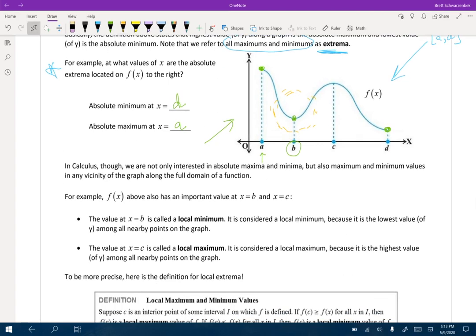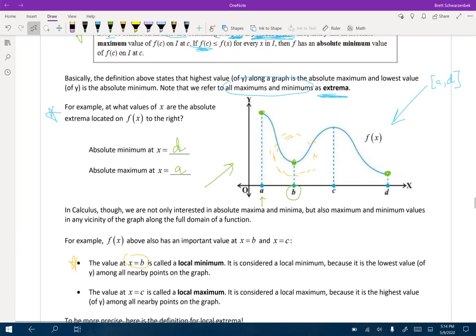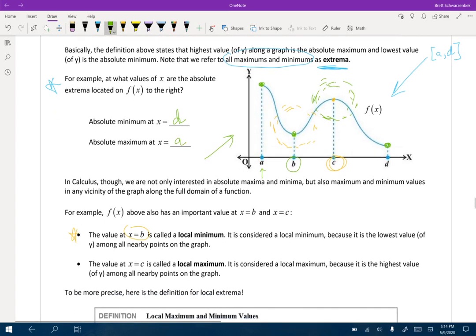So you can see here the value x equals b is called a local minimum because it's the lowest value among the nearby points. Similarly, if you go over to c and look around, it looks like it is the highest point in the vicinity, so this is called a local maximum at x equals c.